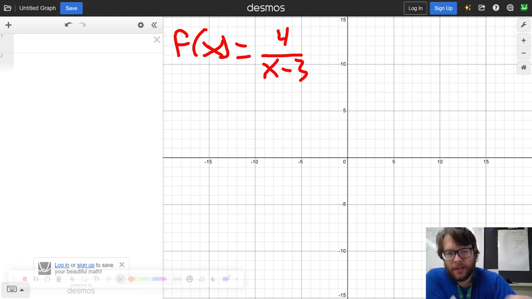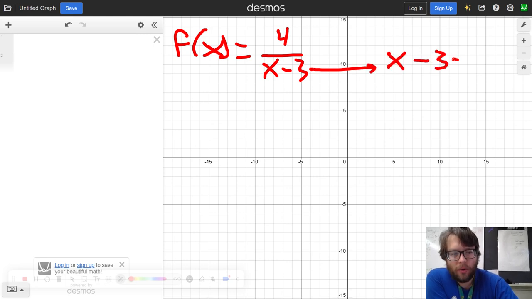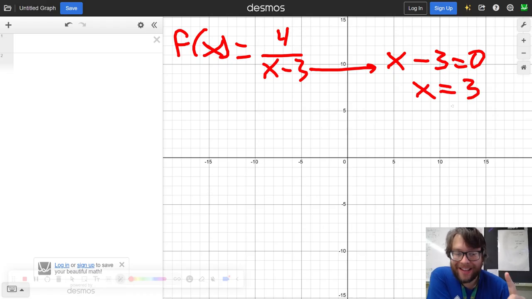I know that the first thing is I can't divide by 0. So I look at the denominator and I ask myself, what would make the denominator equal 0? This one's pretty simple. 3 minus 3 is 0. But remember, I can't divide by 0. So x can't be 3.